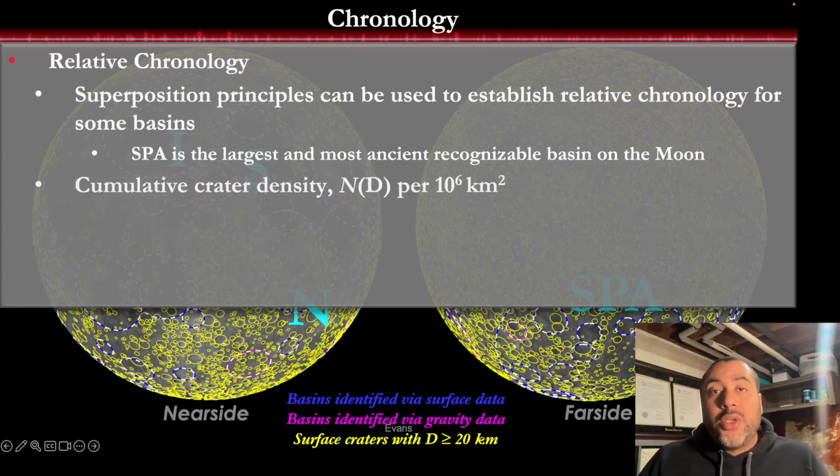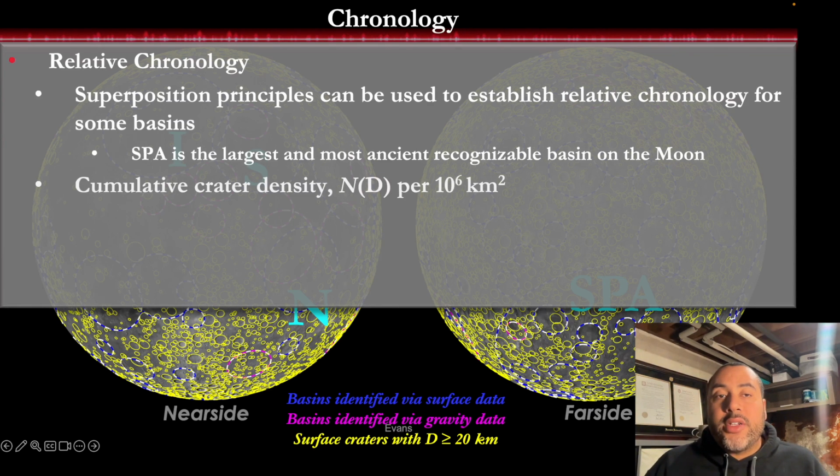Another way that we can do relative chronology is through what we refer to as cumulative crater density estimates. This is where we look at the density of craters at a given portion of the surface. We compare it to another surface, and the region that has the densest crater estimate is the region that we generally think is older, relatively speaking.